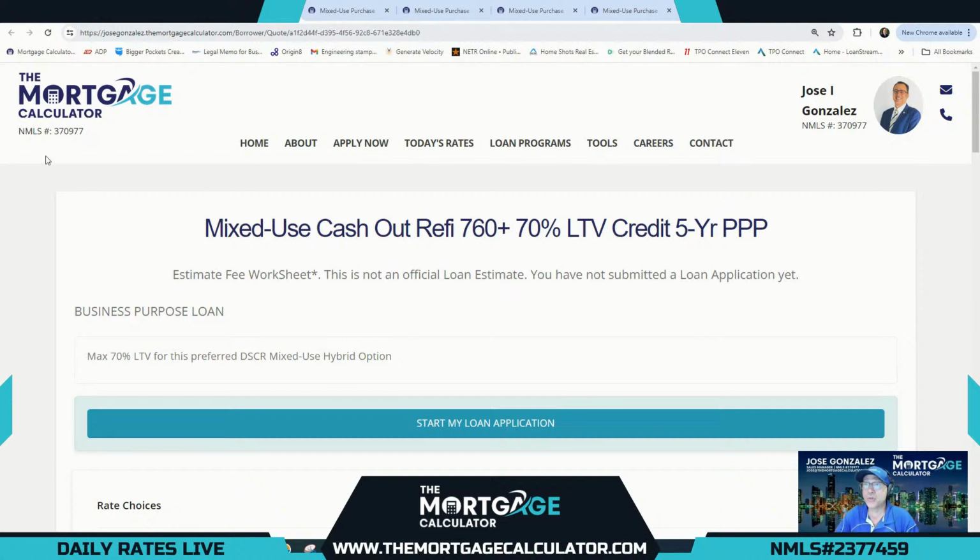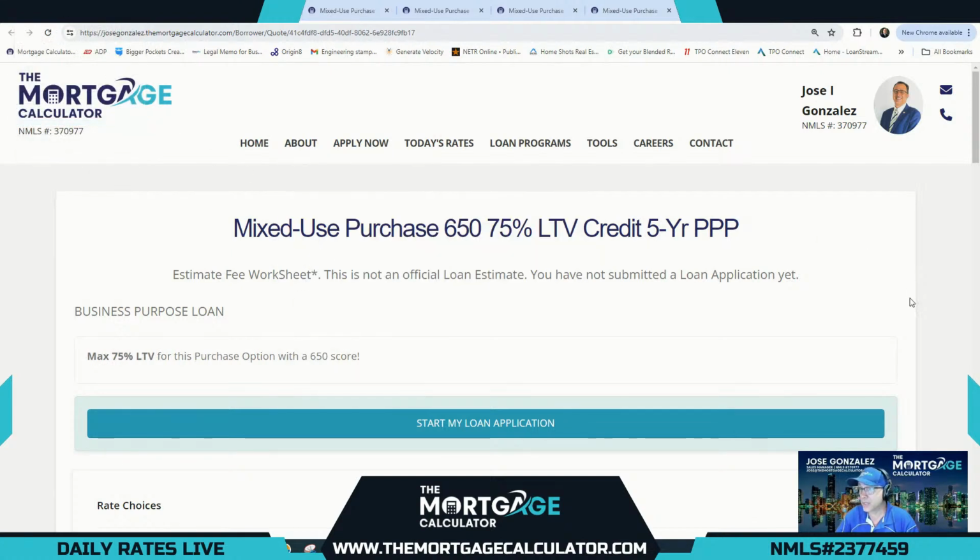So now I'm going to give you a little bit of context. I'm going to show you one of the commercial mixed use options that we have, just so you can compare the rates. Now, this is also a DSCR option. Here, I'm going right to the heart of the matter. This option allows down to a 650 credit score. So I'm showing you the 650 credit score option at a 75% LTV, right?